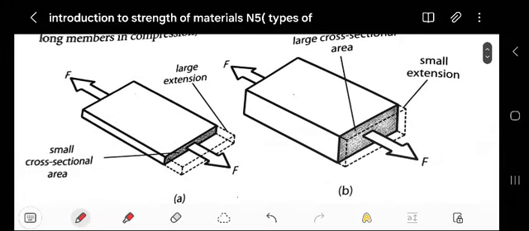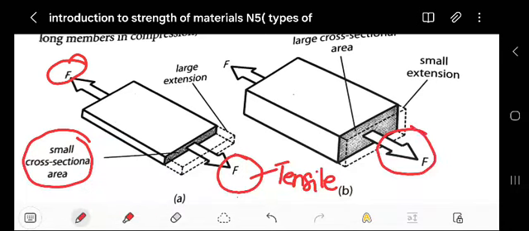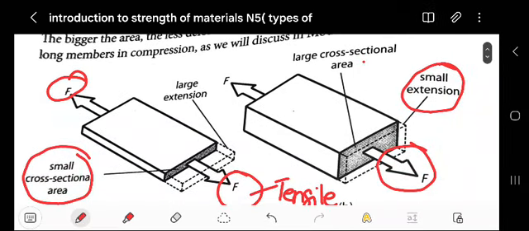But as you can see, what is this? Remember, I've told you about this type of force. This is tensile. It is like we are pulling. This is a tensile force, this type. But you see, we are focusing on this small cross-section area, which is thin. This is a big cross-sectional area, a small extension. You see the extension. If I pull this side, you see there will be a large extension. That means this object will extend.